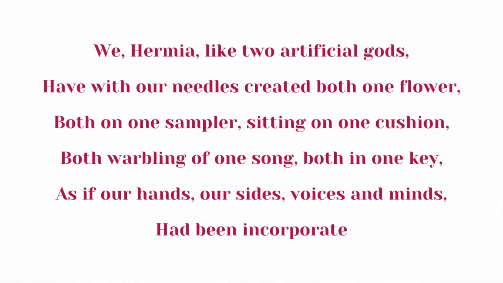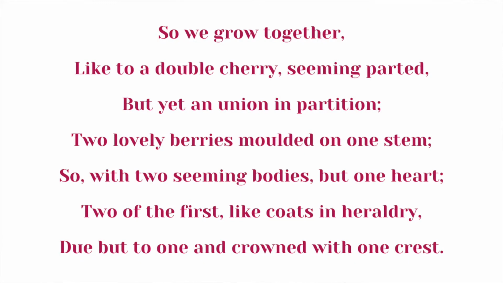After that, there are two beats coming up that are kind of similar. They're there because the first one introduces the concept of all the things they used to do together as kids. So when she says, we, Hermia, like two artificial gods, and she's talking about them sewing together, she's painting the picture. Now that is a raise-the-stakes kind of moment where she's going into detail. After that, there's another beat that does the same thing, where she says, so we grew together like to a double cherry, seeming parted, but yet a union in partition. That's, again, her becoming even more over the top, raising the stakes even more about how they're like one person.